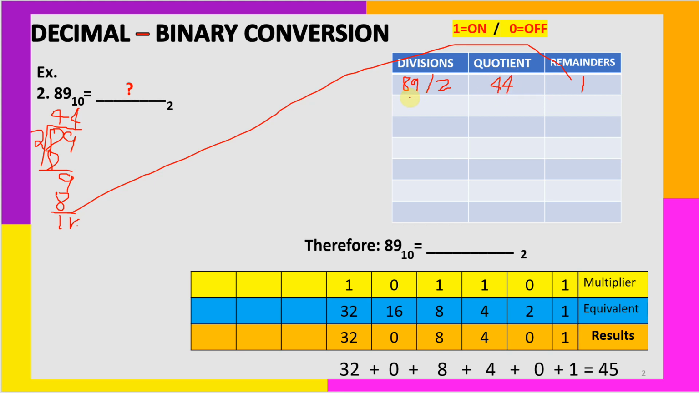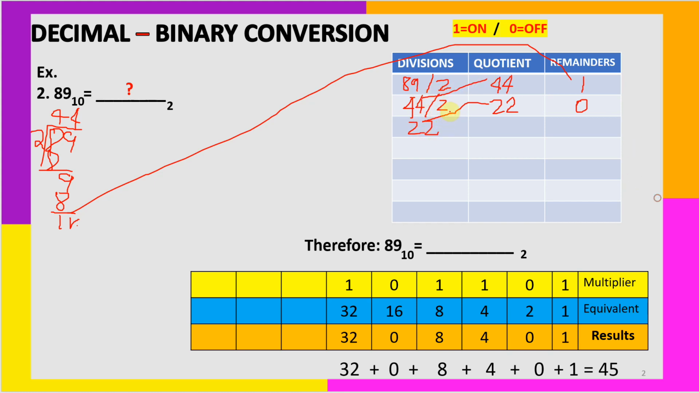Okay, so next, 44. Divide repeatedly by 2. 44 divided by 2 is 22. Half of 44 is 22. Then no remainder, 0. You copy the 22 here.